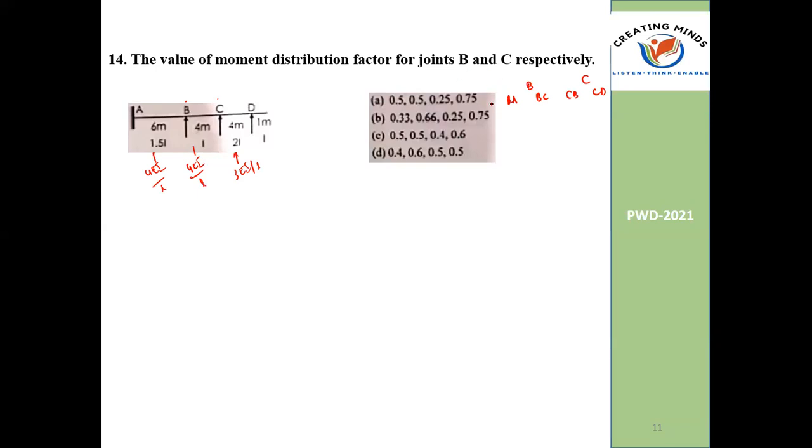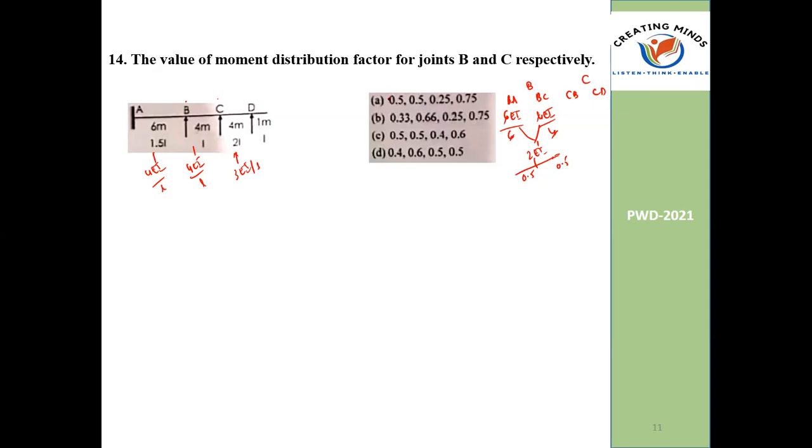Try to work out the answer. For BA, 4 into 1.5 EI by L, 4 multiplied by 1.5 gives 6 EI by L. L is 6, so the 6 gets cancelled. For BC, 4EI by L, where EI is 1 and L is 4, so the 4 gets cancelled. The sum is 2 EI, hence the value is 0.5. That is 1 by 2, so 0.5 and 0.5.